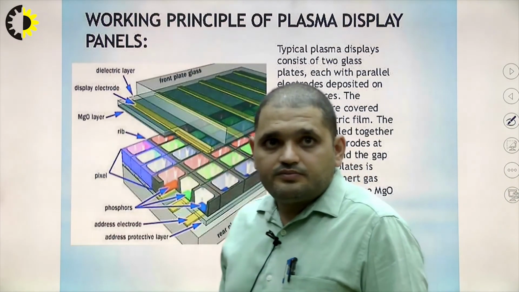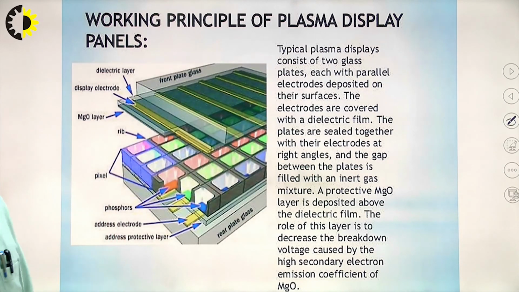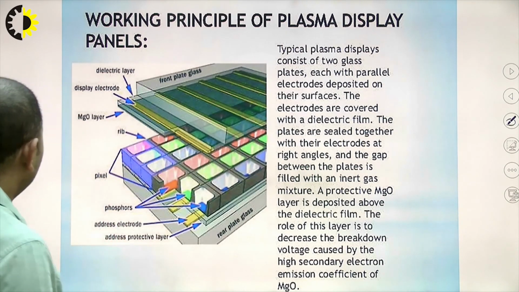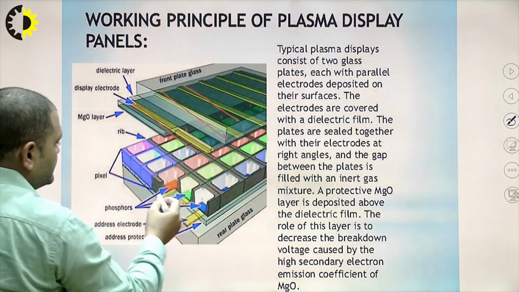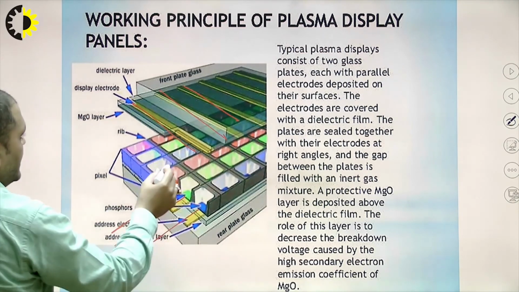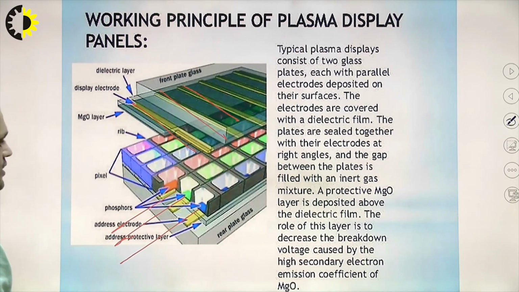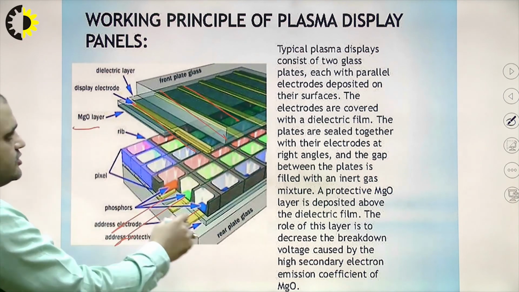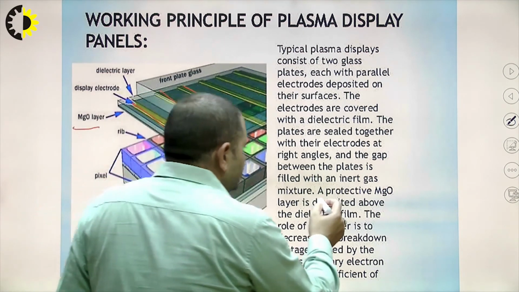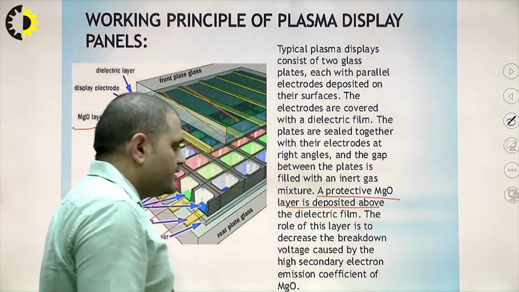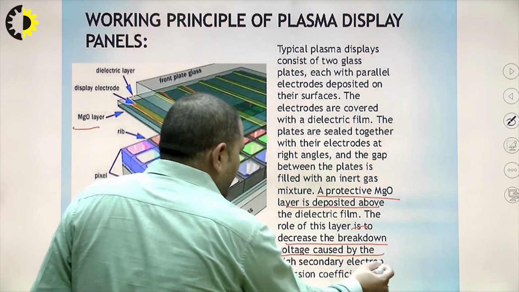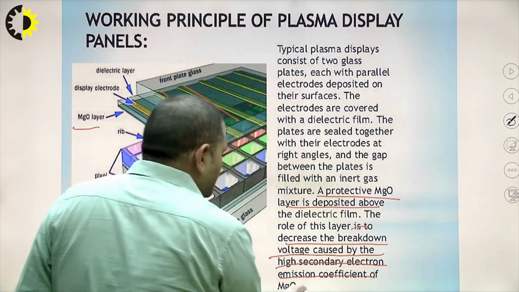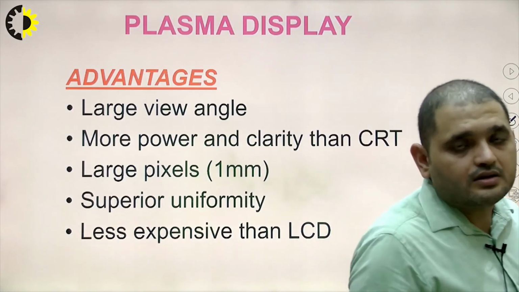You can see a cut section view of this. Here is a dielectric layer, and you can see the orientation of these electrodes here, and in this case the electrode orientation is like this, and in between the inert gases are present, and an MgO layer is provided. The MgO layer, that is the magnesium oxide layer, is a protective layer. Its role is to decrease the breakdown voltage, owing to the high secondary electron emission coefficient of magnesium oxide. Now what are the advantages of plasma?